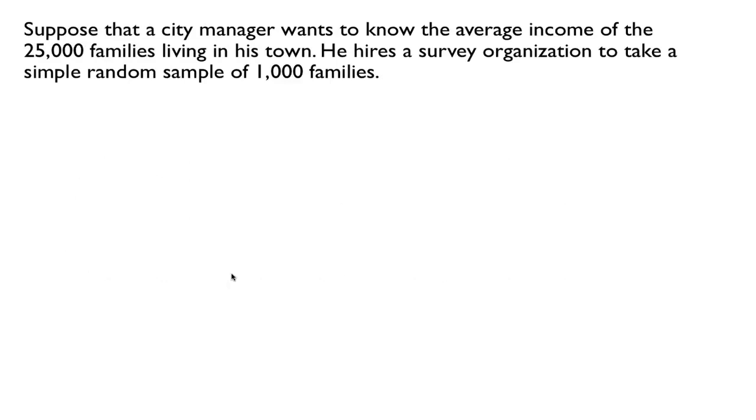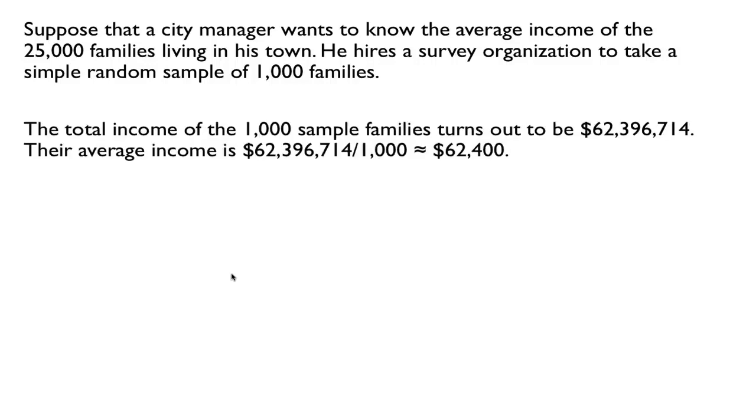So here's a good problem. Suppose we have a city manager who wants to know the average income of the 25,000 families living in the town, and so we ask a survey organization to do a poll, and they sample 1,000 random families and ask them questions about income. From the data, say that the total income of the 1,000 sample families turned out to be 62,396,714. From that data, we can find the average of the sample. Divided by 1,000, we get that the average income from those sample families is 62,400.